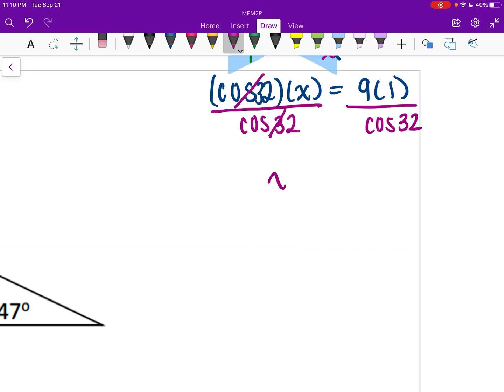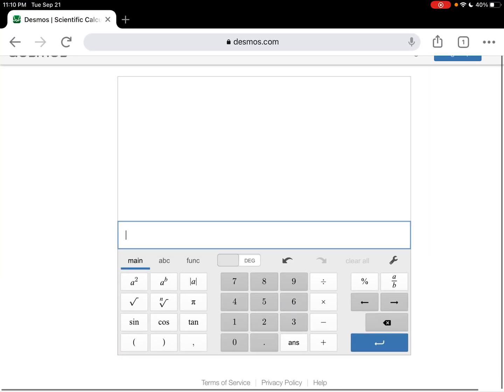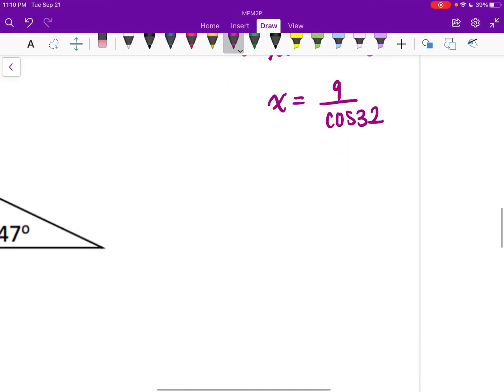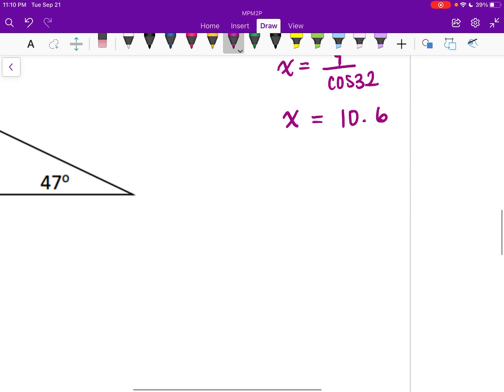Now this is gone, so I'm left with x is equal to 9 times 1, which is just 9, divided by cosine 32. And I'm actually just going to go ahead and plug this into my calculator. So I'm going to clear all here. So 9 divided by, and I like to put this in brackets, cosine 32. And that is my answer. It's 10.61. So I'm just going to keep it at 10.6. So x is equal to 10.6, and then I think it was centimeters that we were working with.